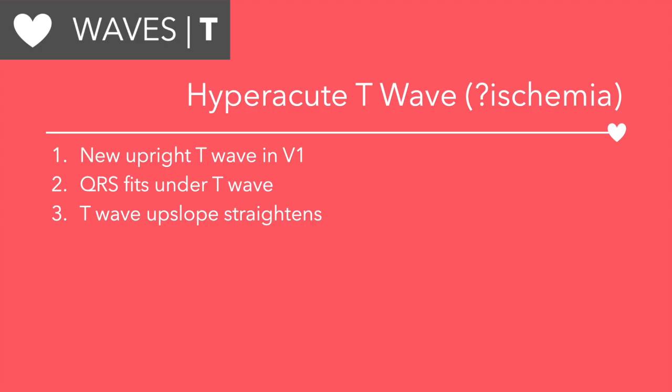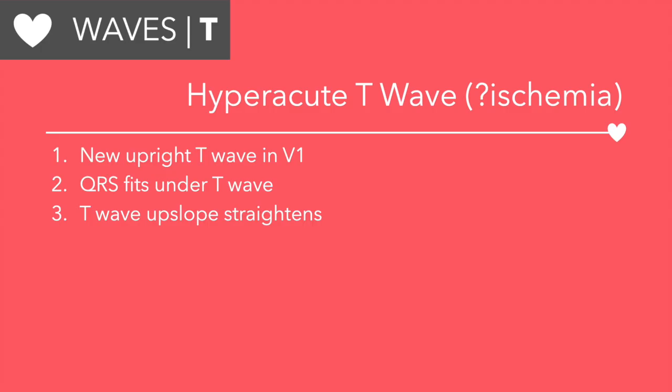So to summarize, here are 3 T wave findings that may suggest a hyperacute T wave or an early sign of ischemia. Number 1 is a new upright T wave in V1 for patients who have symptoms. Number 2, the QRS fits under the T wave. The QRS is able to live under the roof of that T wave. And number 3, the T wave upslope straightens.